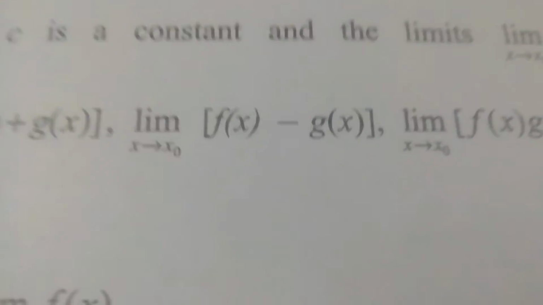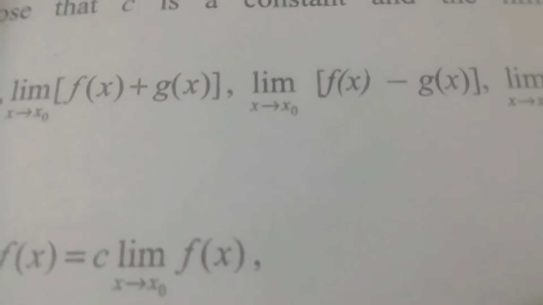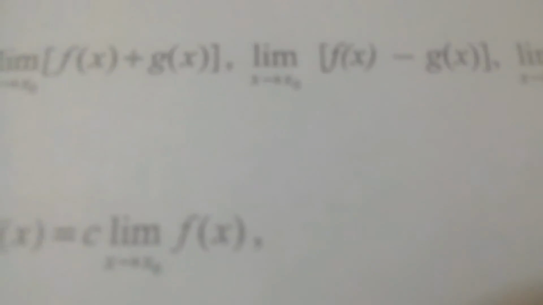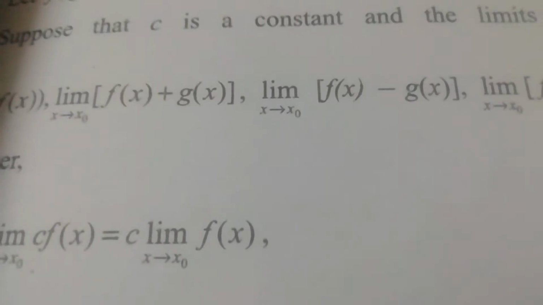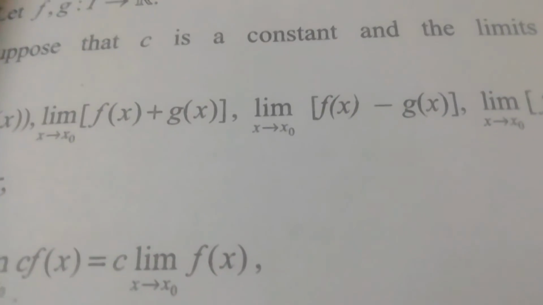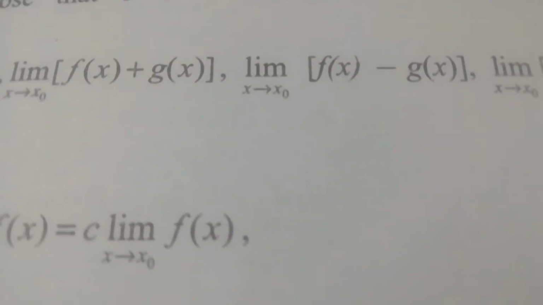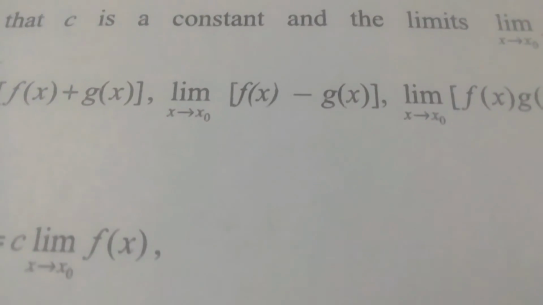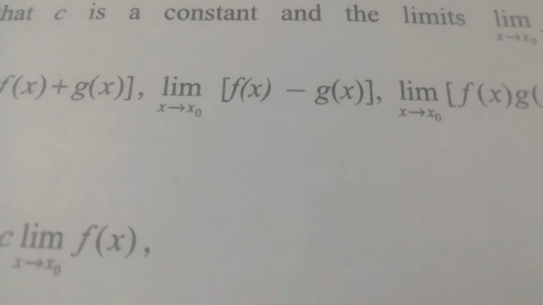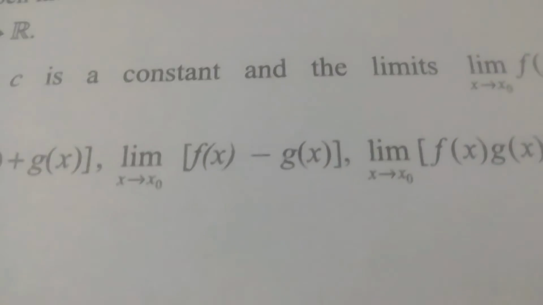Okay, then we get C. We can take f of x plus g of x. This is the sum of the functions. This sum of the functions also exists. If the limit of f of x exists and the limit of g of x exists, then f of x plus g of x also exists. If both exist, then f of x minus g of x also exists.